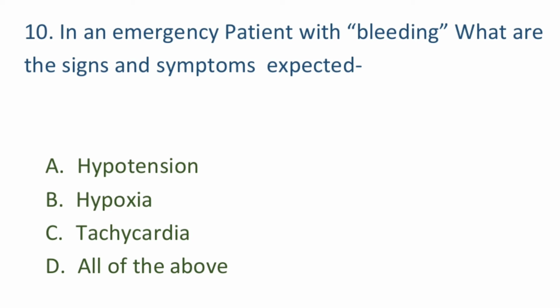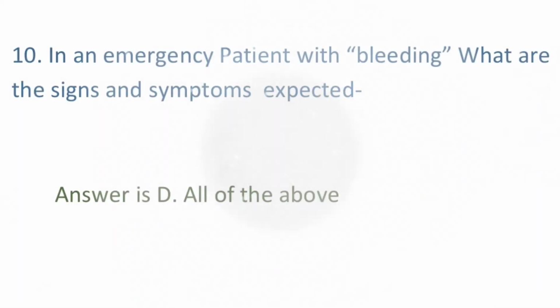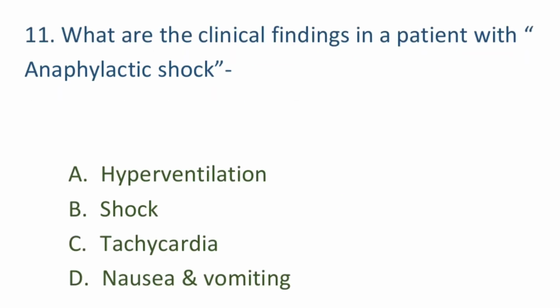Next, question number 10. In an emergency patient with bleeding, what are the signs and symptoms expected? Options are A, hypotension; B, hypoxia; C, tachycardia; and D, all of the above. Since in a patient with bleeding, hypotension, hypoxia and tachycardia are all seen, the answer to our question will be option D, all of the above. Moving on to question number 11.